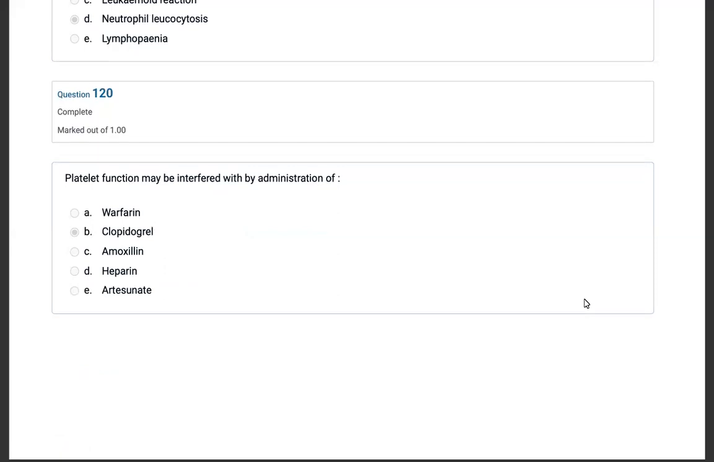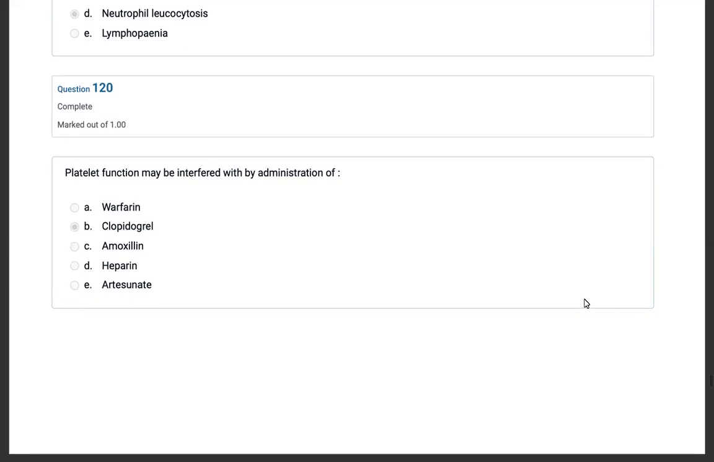Alright, so platelet function may be interfered with by the administration of clopidogrel. We know antiplatelet drugs from pharmacology, and clopidogrel is one of them. Warfarin and heparin have to do with coagulation factors, but for platelets, you think of clopidogrel. So B is correct.